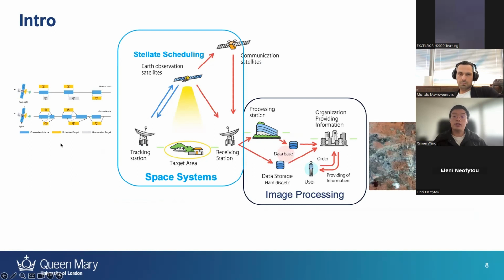And the other component is for the space systems, and in this case, specific for satellite scheduling. That is to say, suppose we have multiple satellites and a set of targets to be observed, we need to determine at which time we need to observe which targets. So we are going to address this problem in the next half an hour.